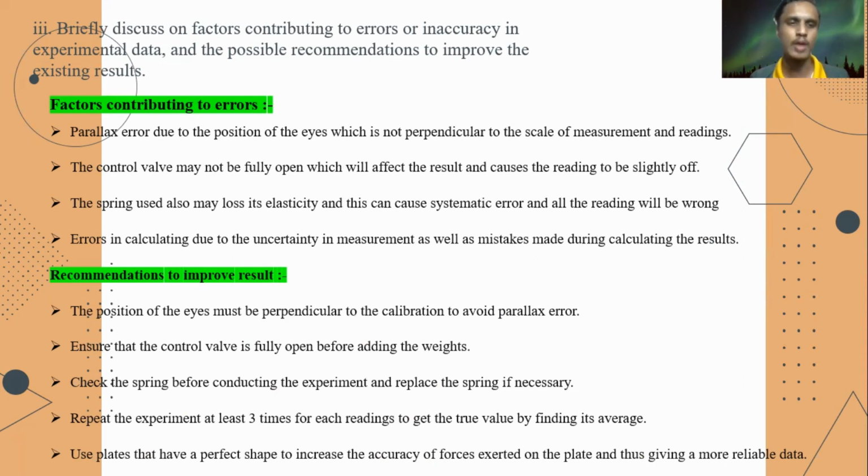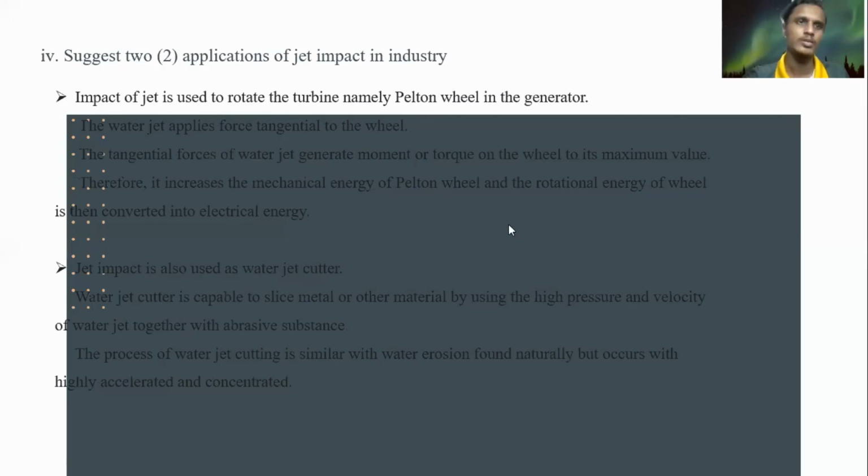And for number 4, repeat the experiment at least 3 times for each reading and get the value by finding its average. And the last recommendation would be to use plates that have a perfect shape to increase the accuracy of forces exerted on the plate and thus give more reliable data. So now I will be talking about two suggested applications of jet impact in industry.